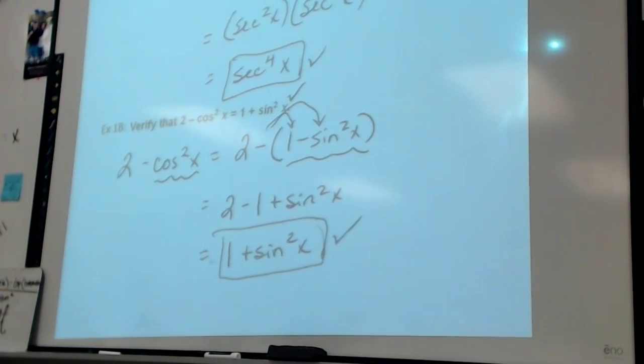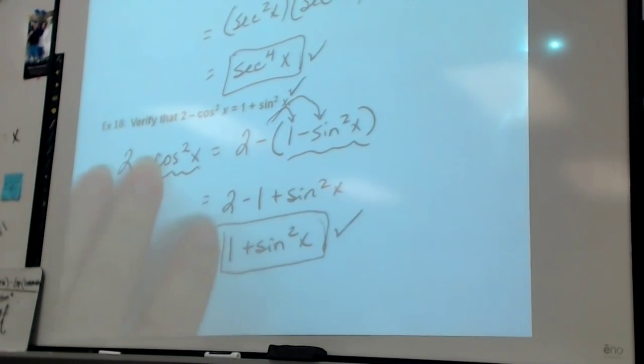All right, so those are some basic ones. So now let's move on to example 2. Example 2, we're going to be combining fractions to verify these.